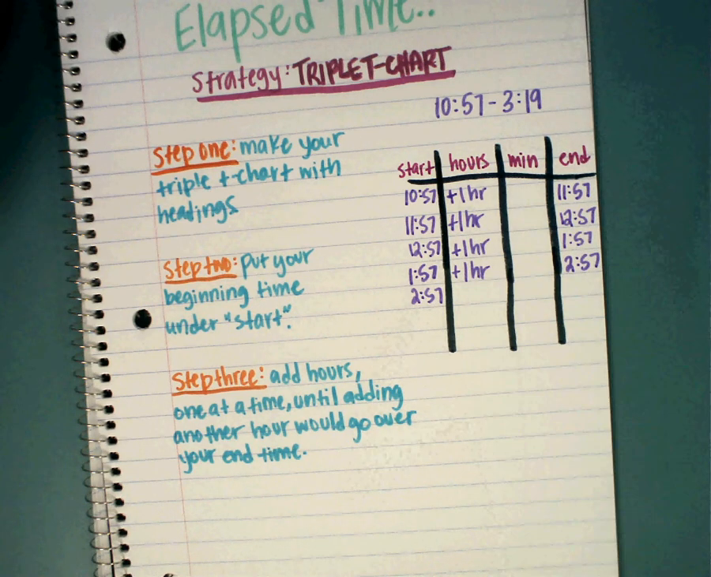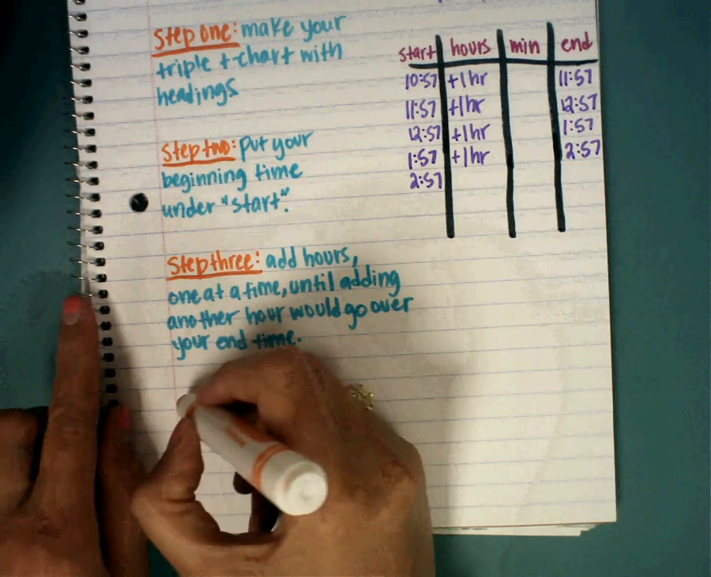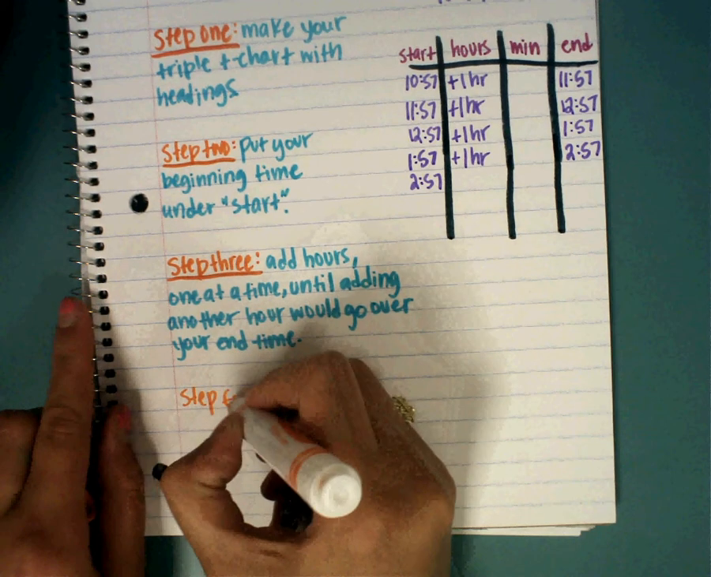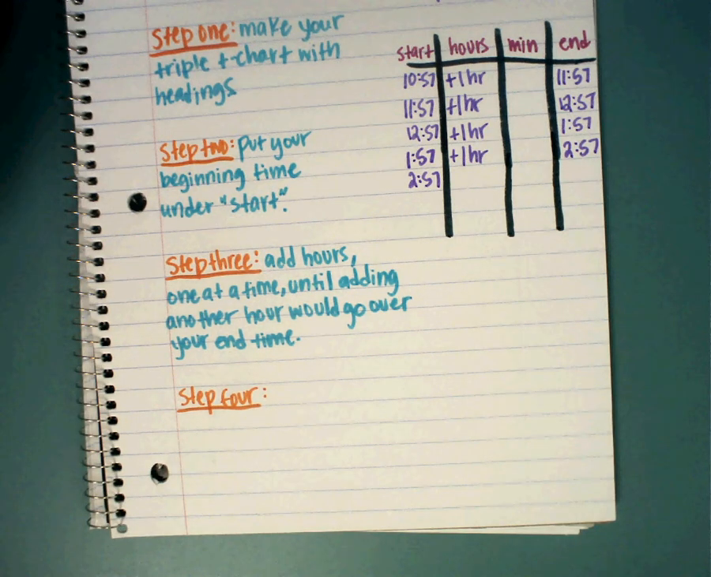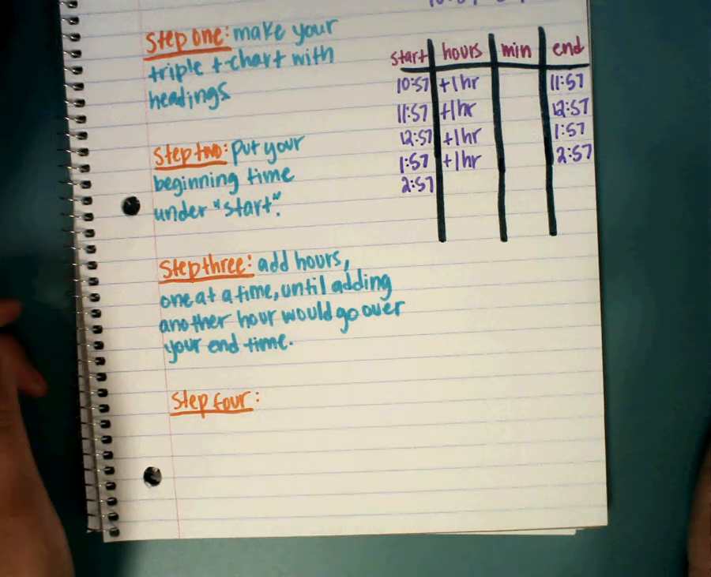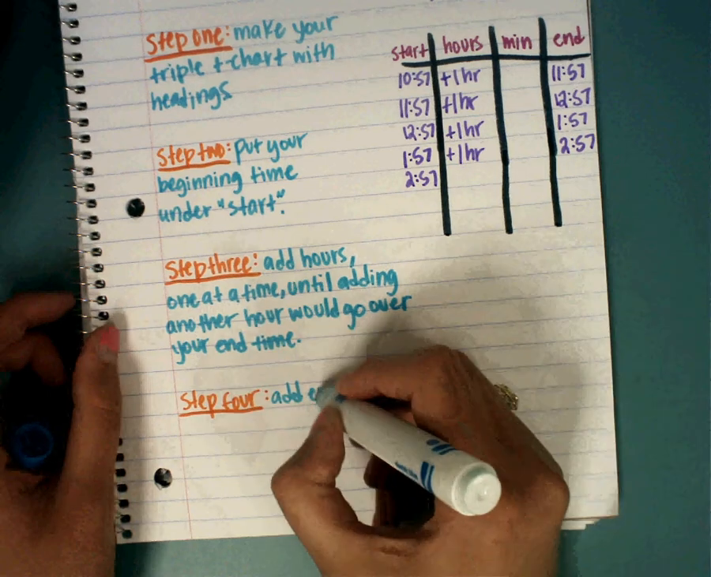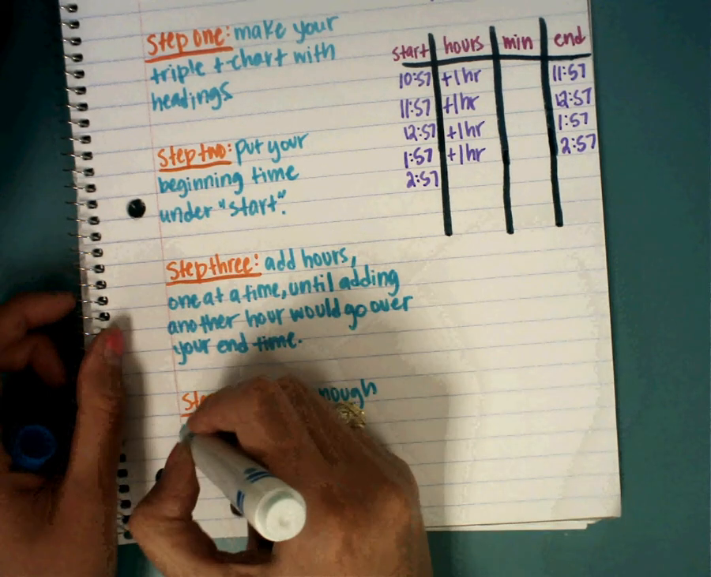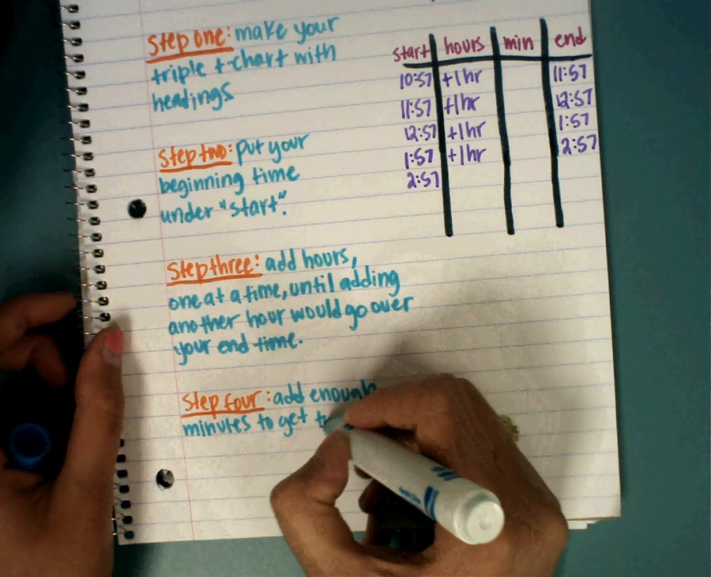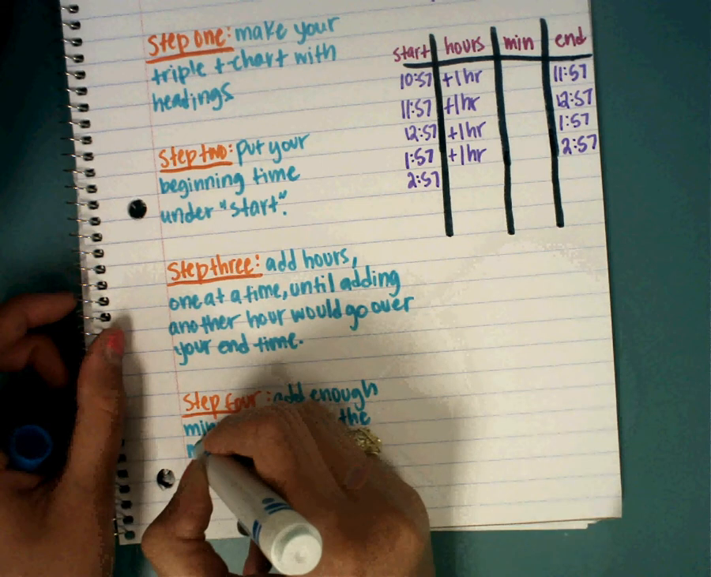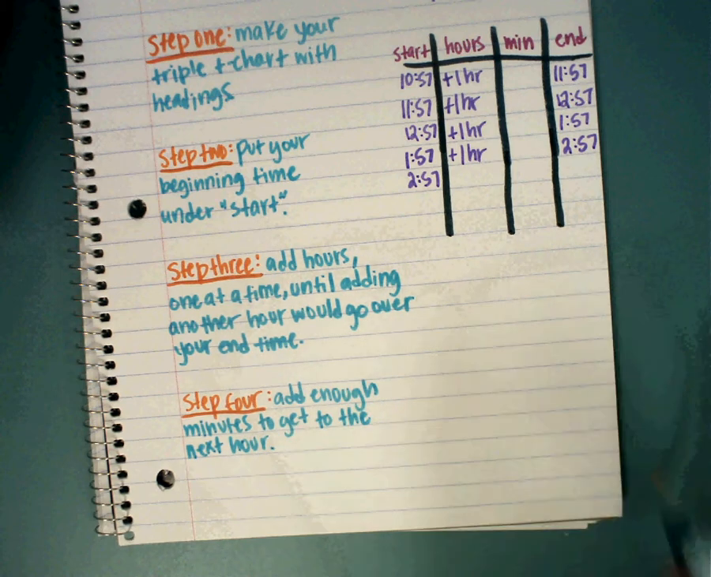Oh, sorry, got a little blurry for a second. Step 4 is that when you can no longer add an hour without going over, you're going to add enough minutes to get to the next hour. Okay? And this may not be needed. Step 4 may not be needed depending on your time, but this time it is.